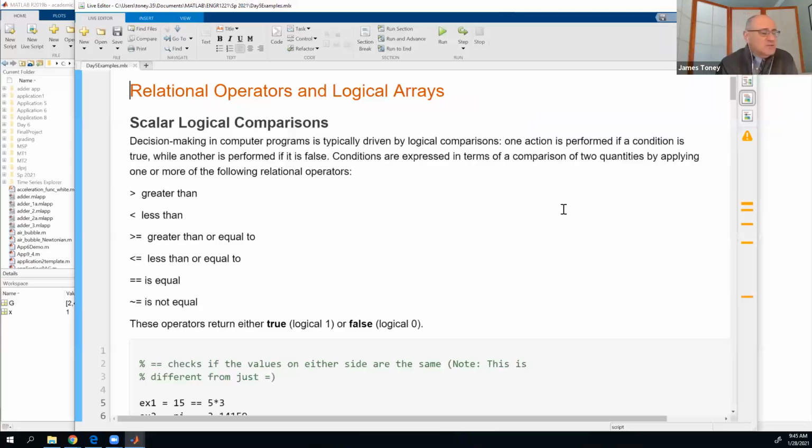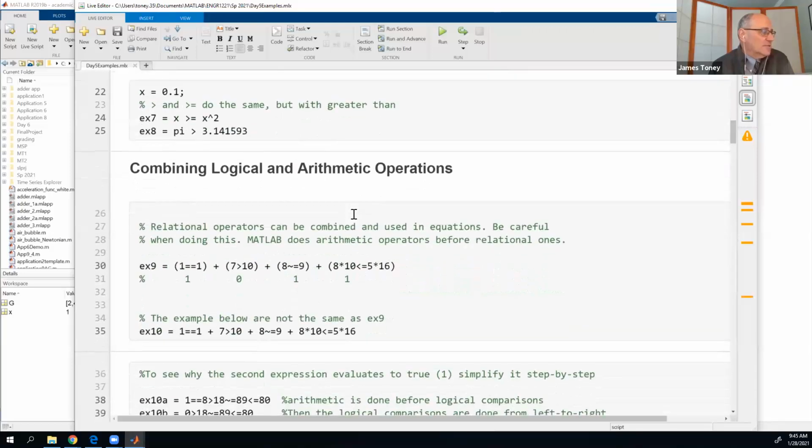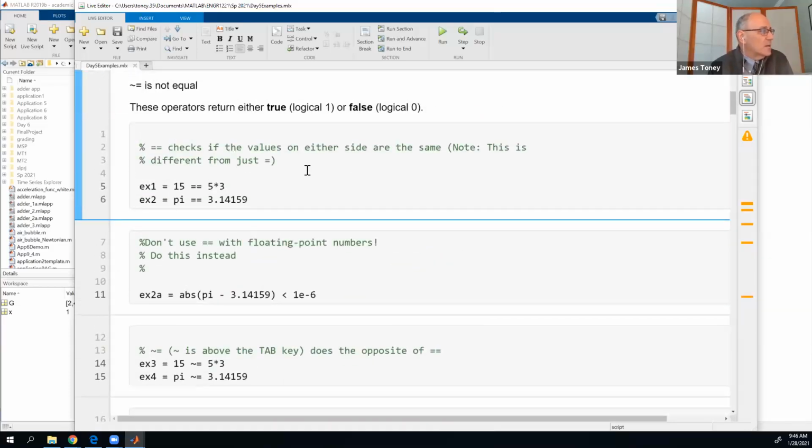The first part is just a review of what you covered in 1181, how relational operators work on scalars. I'm going to go through that very fast, because most of you have seen it before and probably remember it reasonably well. Just a couple of important points. One is, remember that when you're comparing two things to see if they're equal, you use a double equal sign. A single equal means assign this value to that variable.